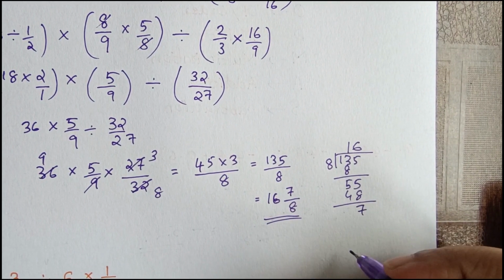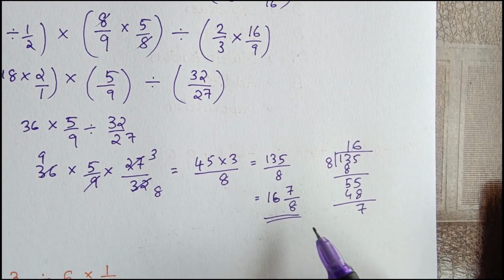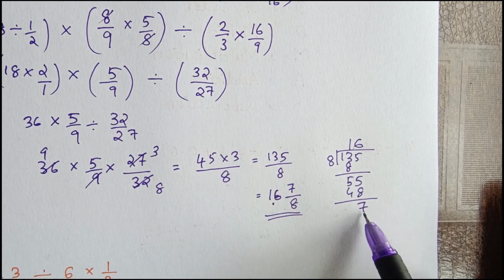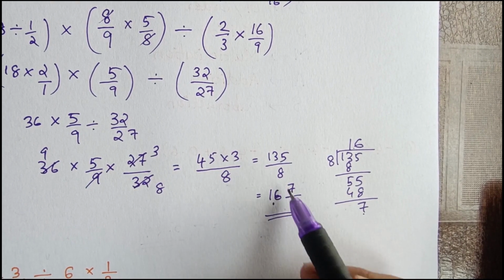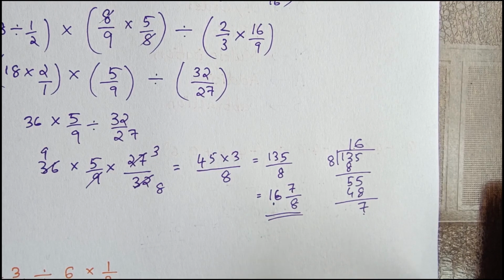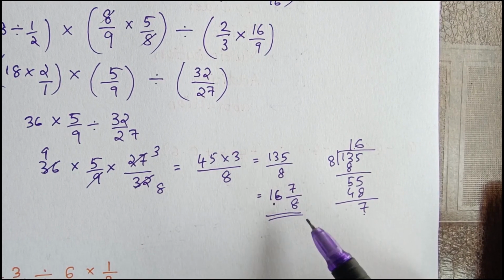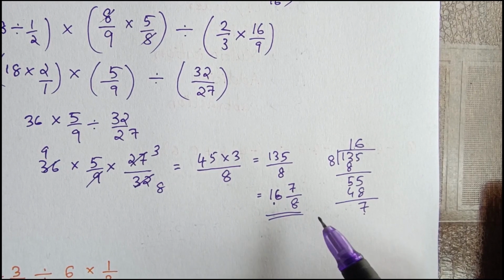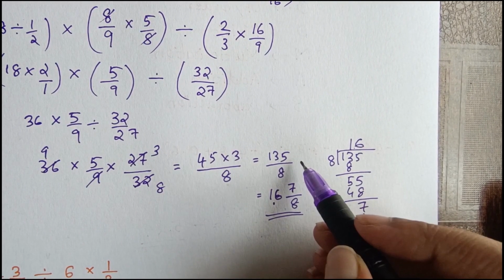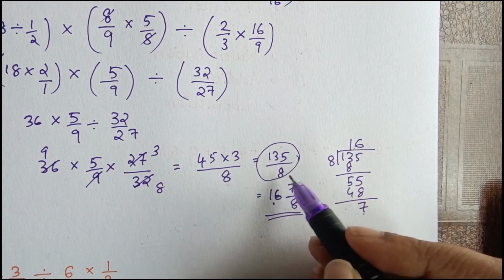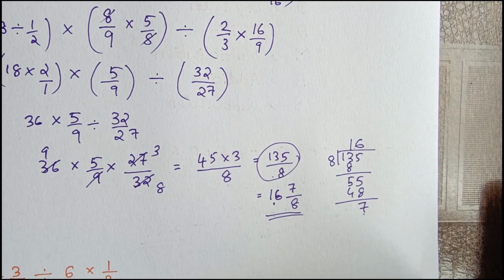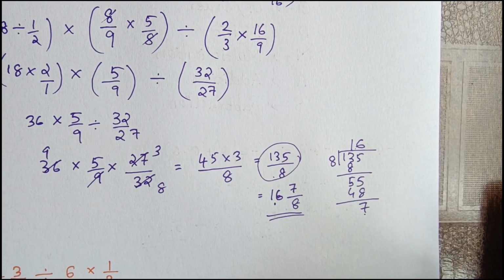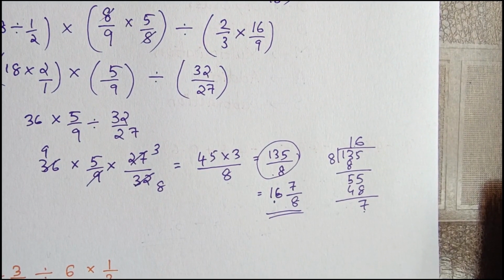the remainder is 7. So the quotient will become the whole number here, that is 16, and the remainder will be the numerator and the denominator will remain the same. This is how you convert an improper fraction to a mixed fraction. So sometimes in a question, you will not have this number in the options. They may give it in the form of a mixed fraction. So you will need to convert it into a mixed fraction. So this is a previous question.